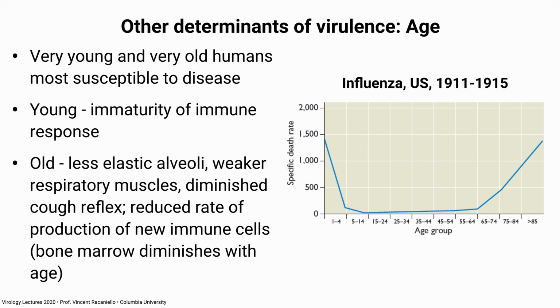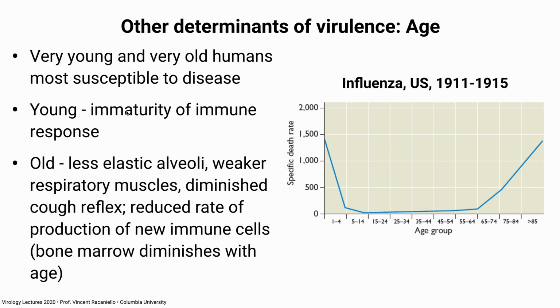Typically, very young and very old humans are the most susceptible to disease. This is exemplified in this graph of influenza in the U.S. between 1911 and 1915. We have death rate on the y-axis and age group, and you can see very high mortality in 1 to 5-year-olds, much lower in between, and then above 65, high mortality.